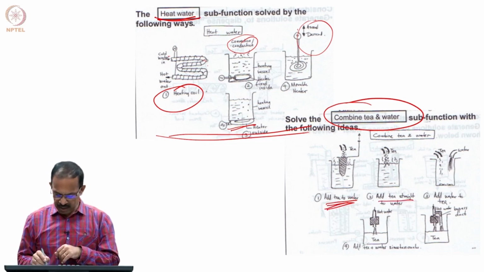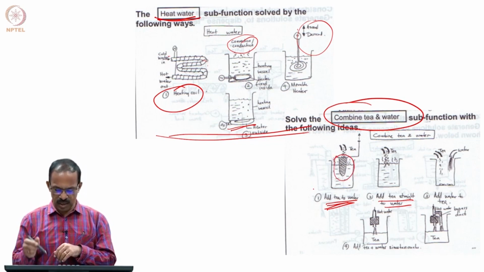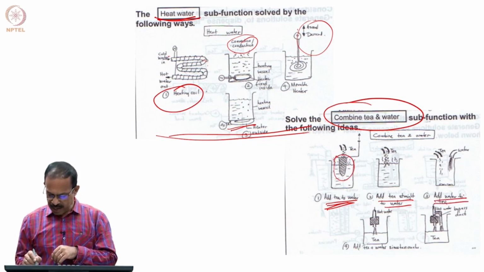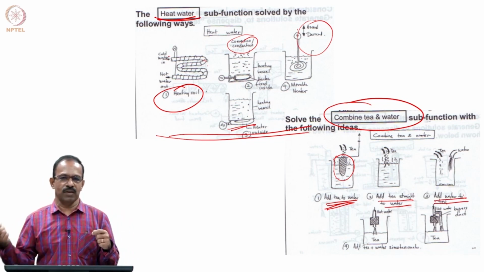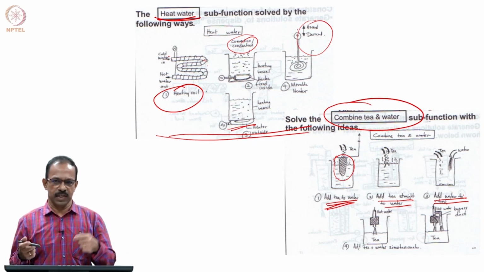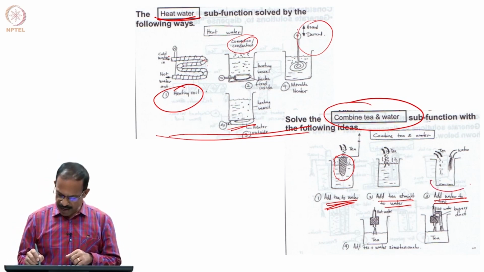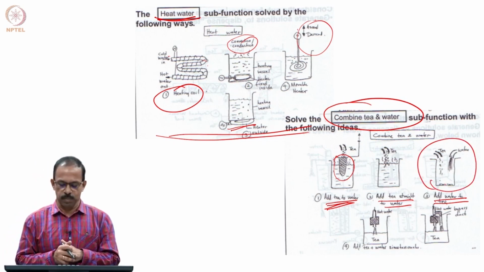Or you can have tea straight to water. So, instead of using a sieve like this, you can directly add it. Or you can add water and tea together. You can have a fixed amount of water coming from the hot water dispenser, and a fixed amount of tea coming from the tea dispenser. Both can be added into a container, and you will get that. That also is a way of mixing.